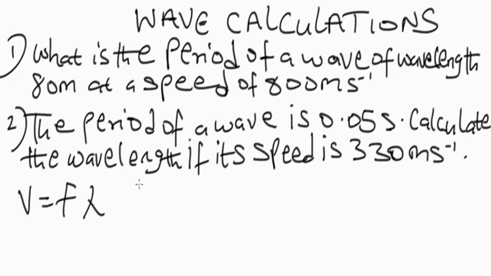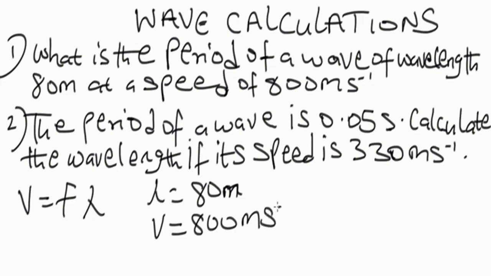Now let's get the parameters for question 1. We have the wavelength, which is our lambda, to be 80 meters. We have the velocity to be 800 meters per second. So we have to find the period, as the time is unknown.